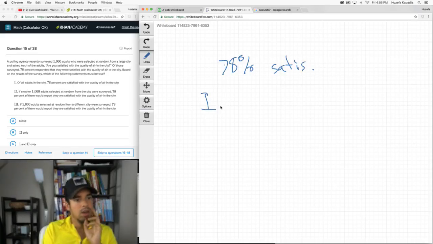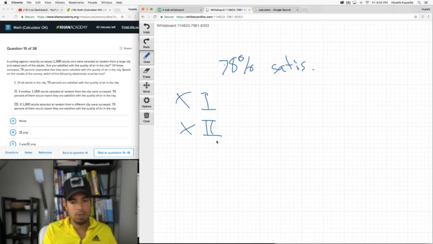1. Of all adults in the city, 78% are satisfied. I don't think that has to be true. We're saying with this survey, it's not necessarily true. We can't say for sure. So I'm going to say this is not good. What about 2? If another 1,000 adults selected at random from the city, 78% would report they are satisfied. I don't know if we can say that must be true. That could be true.